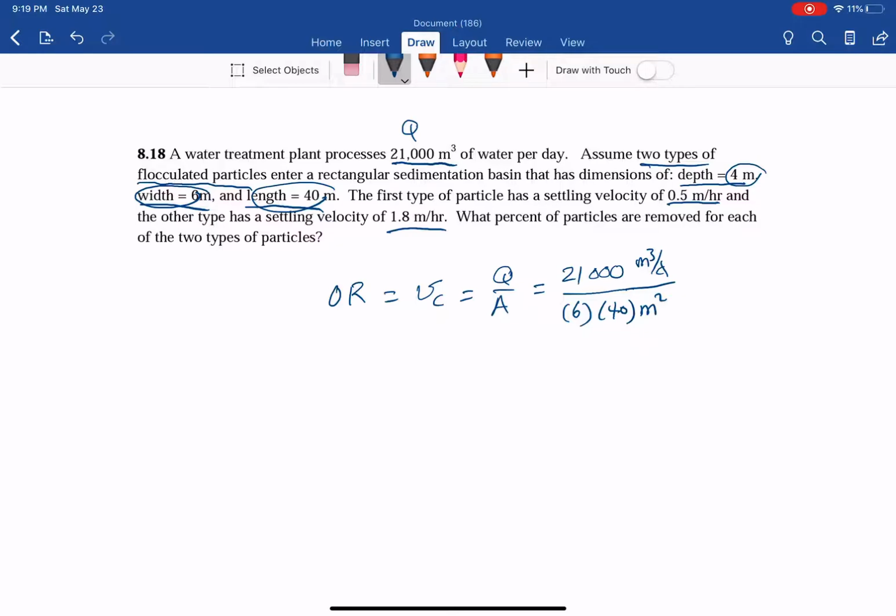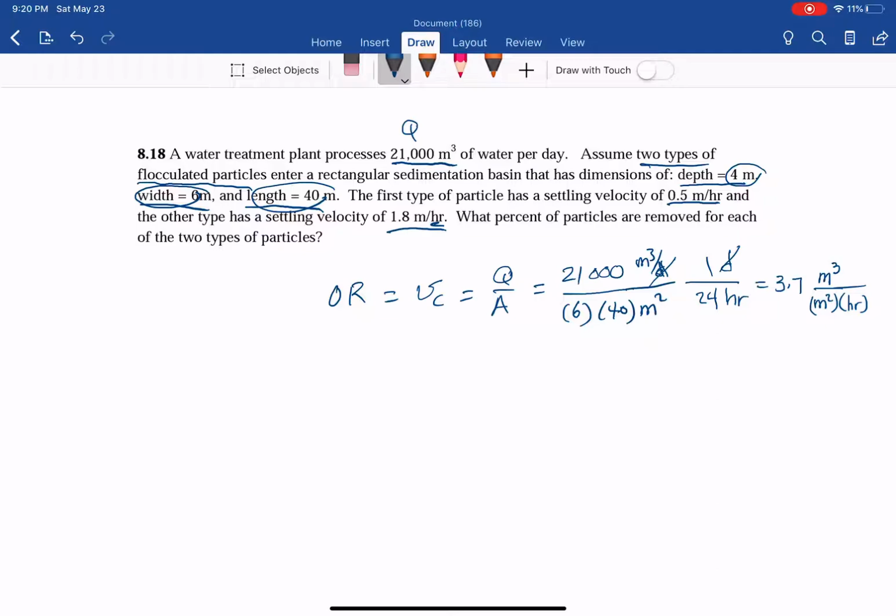So right now, since here the velocity is in hour, we could convert the day into hours. 1 day is 24 hours. So day with day, and you'll end up with meter cube per meter square per hour. So this is 3.7 meter cube per meter square per hour.